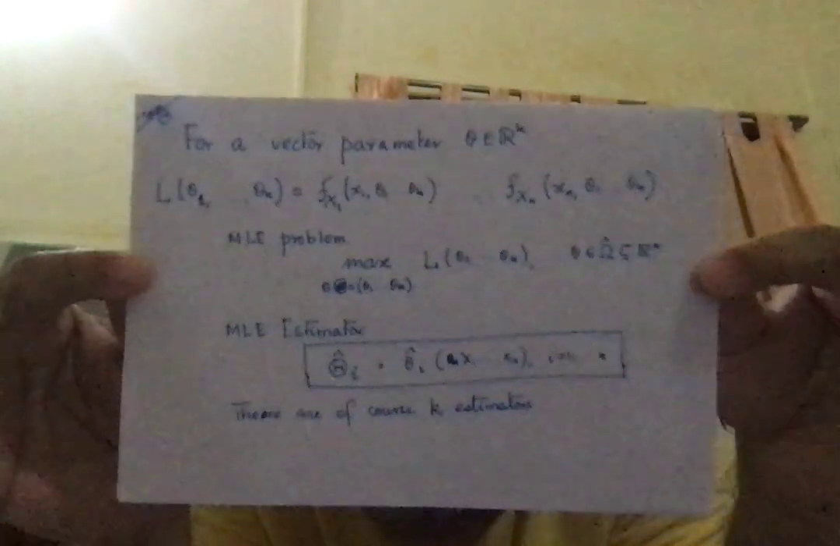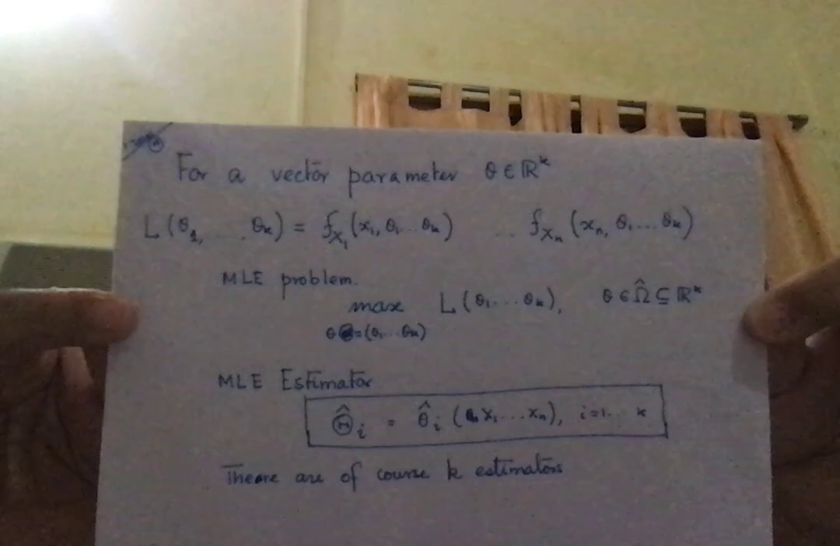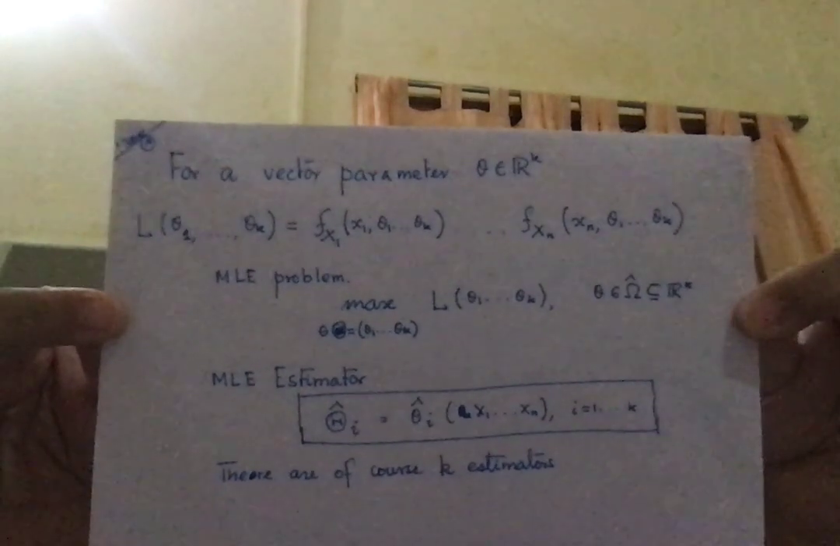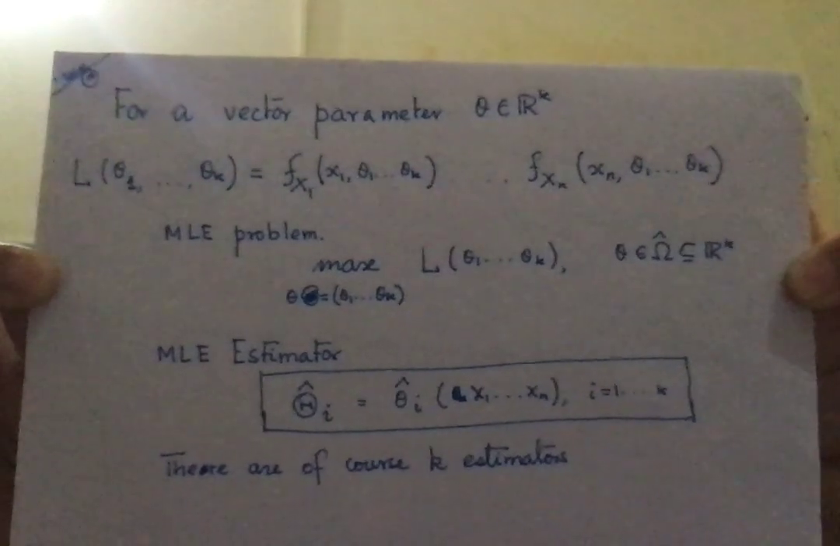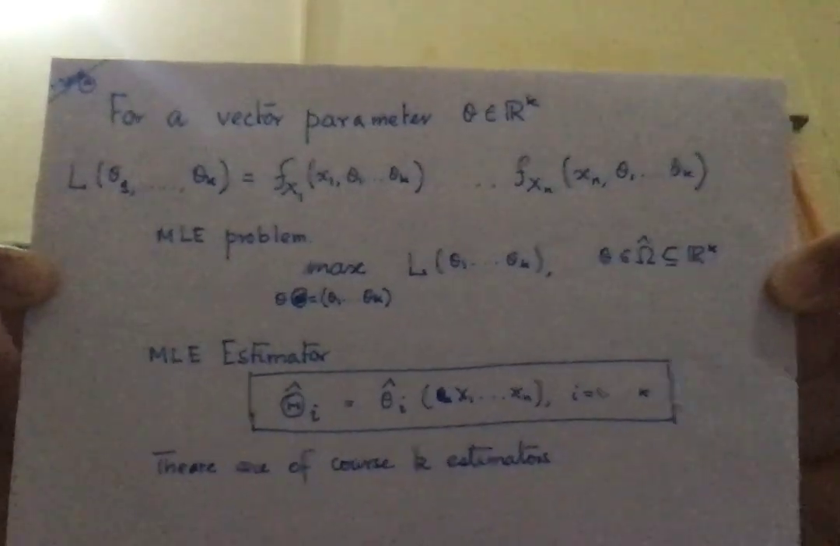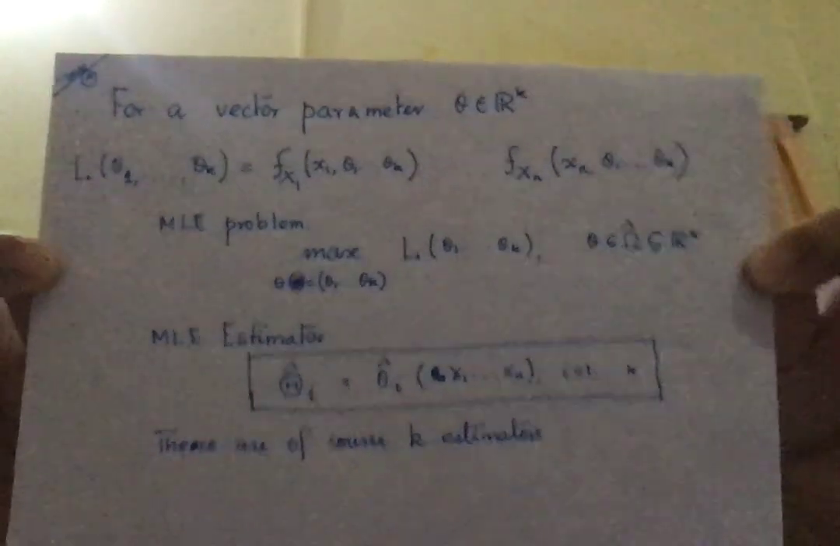If you have more than one parameter, a vector parameter, you can just do the same thing. Instead of one theta hat estimate, we'll have more than one estimate, for example for a normal distribution, which you have in your notes. These are in your notes, and I would request you to look at it.